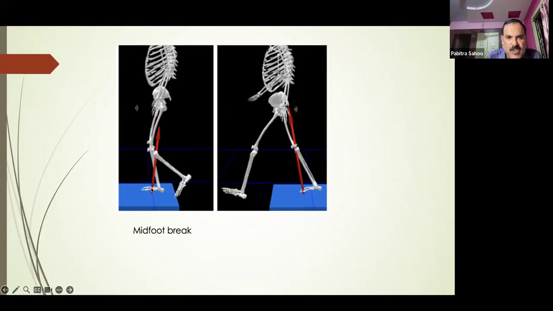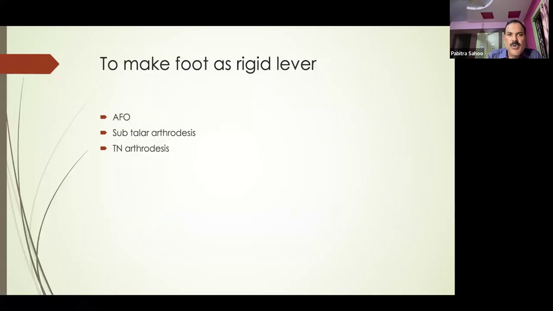This will be another fulcrum here. So the effort force will be here. Instead, this will work like a joint. So the effort arm will be decreased because of the midfoot break. So that creates this lever arm disorder in case of the foot. So to manage that, the foot has to be rigid enough for propulsion of body weight.